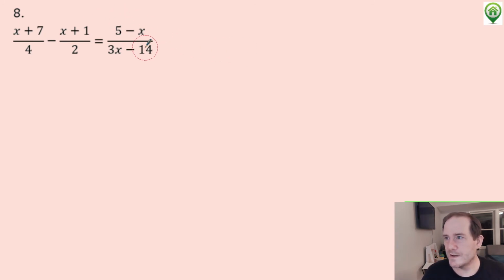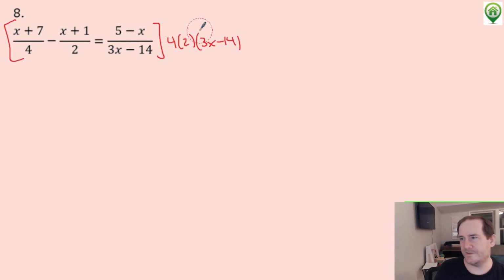Great. I can't factor this, otherwise I would. So it is looking like I'm going to need a factor of 4, I'm going to need a factor of 2, and I'm going to need a factor of 3x minus 14. All of that's in my LCD if I want to get everything to cancel. So that means if I distribute here, the 4 will cancel, but I'll get my factor of 2, I'll get the x plus 7 from the numerator, and I'll get a factor of 3x minus 14.